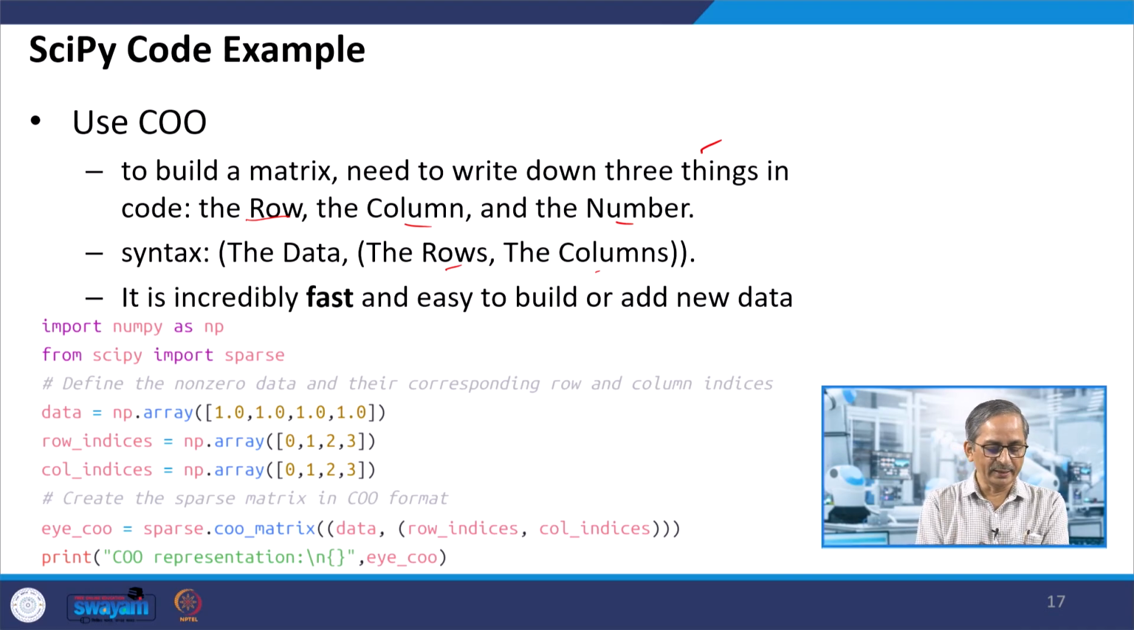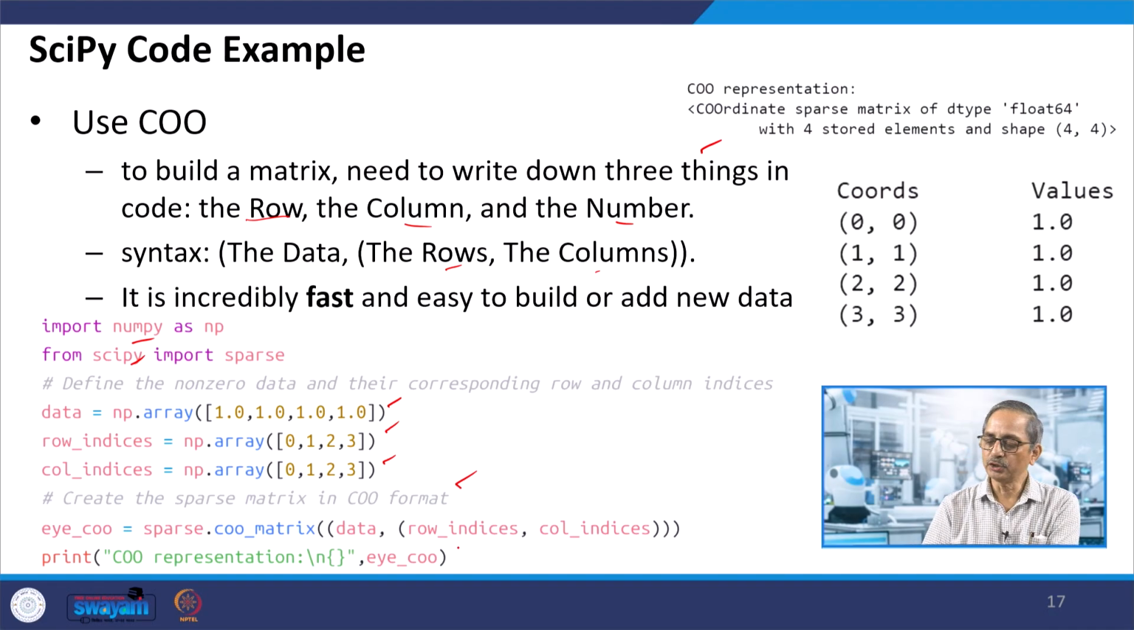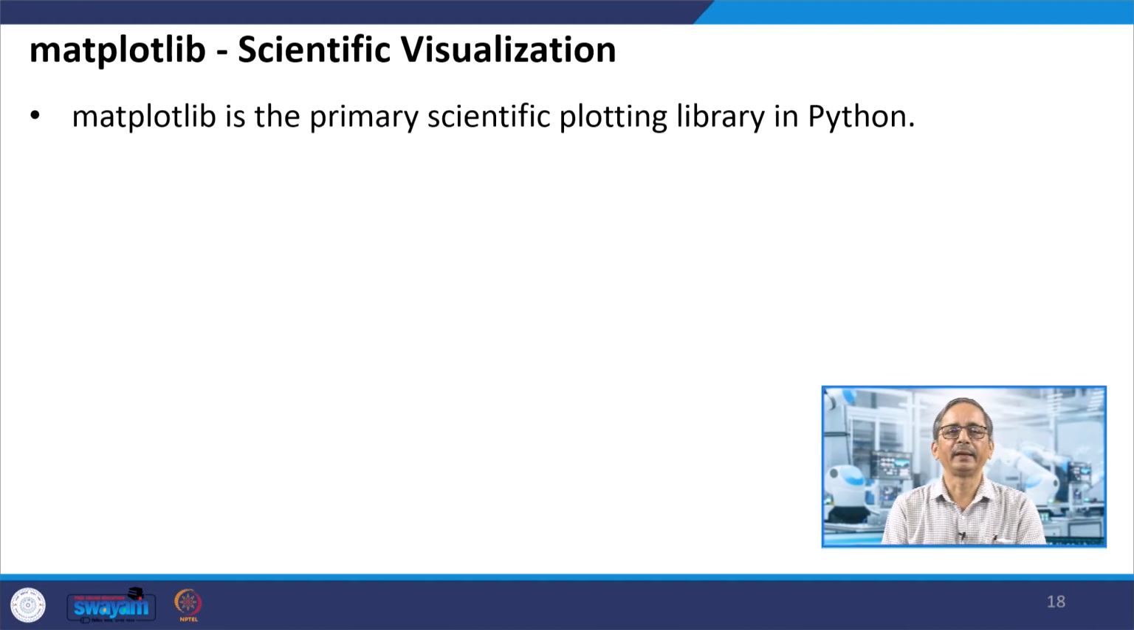So again here, import NumPy, SciPy, then say you have this array. Alright, so we could have the row array, we could define like this. And then create a sparse matrix. So it is basically like this. Say for 0, 0 we have 1, for 1, 1 we have 1, for 2, 2 we have 1 and for 3, 3 we have 1. So if I have to create that matrix, just by giving these coordinates and the values, I can create the matrix.